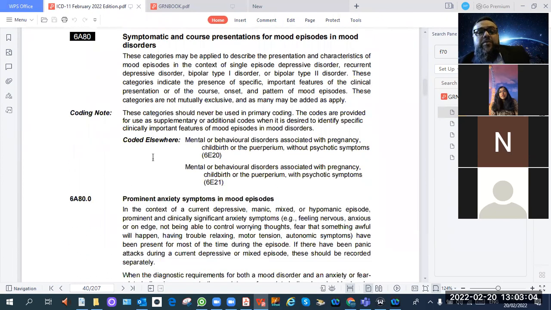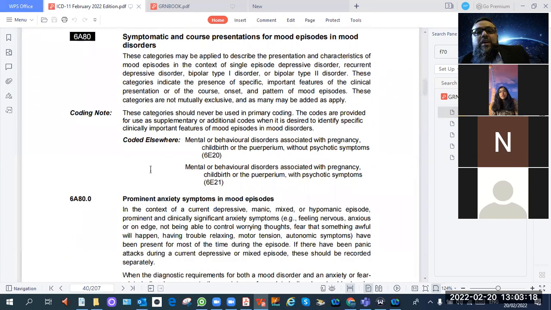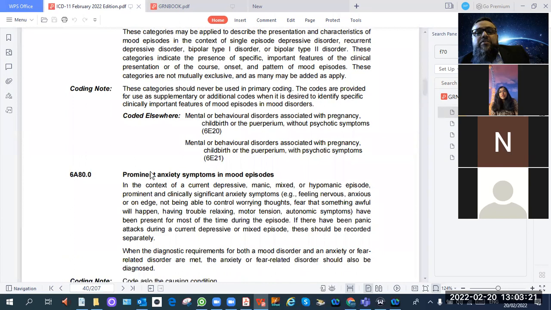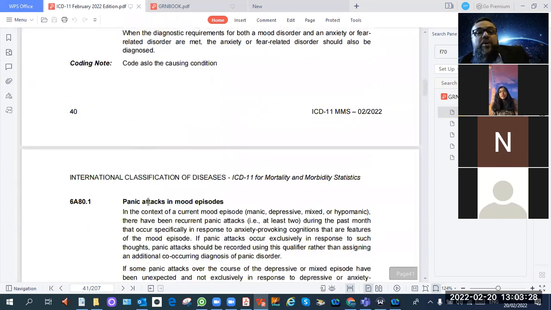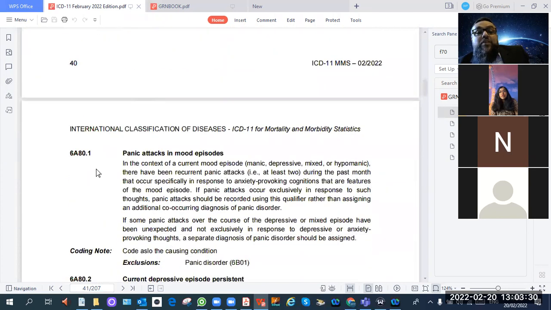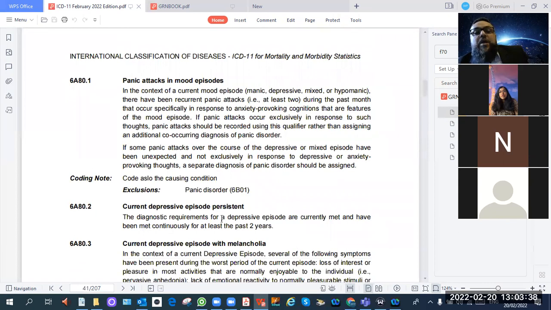Prominent anxiety symptoms in mood disorders. So yeah, that's another, I don't know, in DSM-5 they use a term, something as an add-on. So here it is the same thing as an add-on. So you can say add-on anxiety symptoms in mood episodes. You can give it a code if you want. That's your provision. Panic attacks in mood disorder, you can code them now. Previously you could describe but you couldn't code. Now they have a separate code in addition to the primary code.